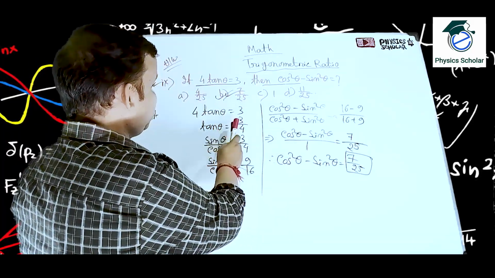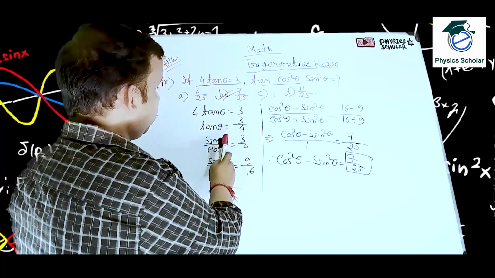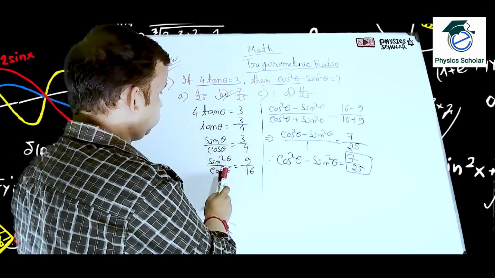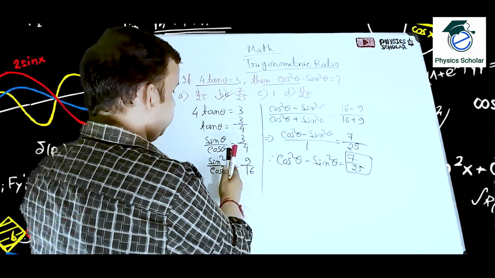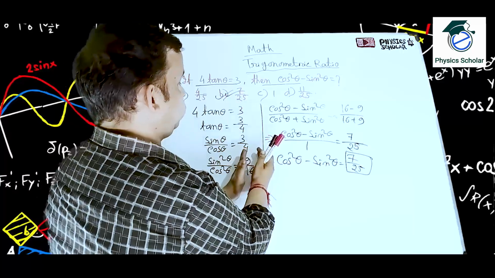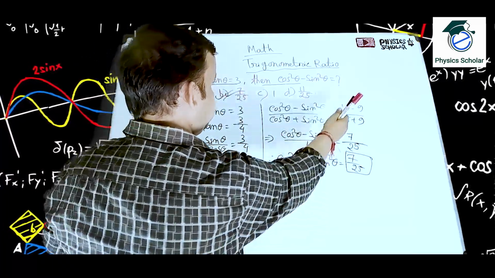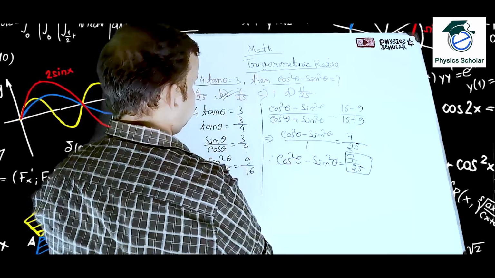Okay, so tan theta is equal to 3 by 4. So tan theta means sin theta by cos theta is equal to 3 by 4. Now I am squaring both the sides. Sin square theta by cos square theta is equal to 3 square means 9, 4 square means 16. Now cos square minus sin square divided by cos square plus sin square. So same thing we have to do here. So here the denominator is 16. So 16 minus 9 divided by 16 plus 9.